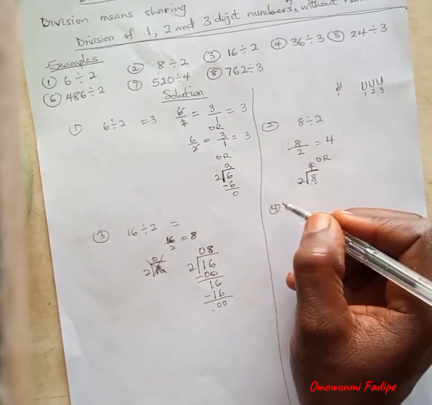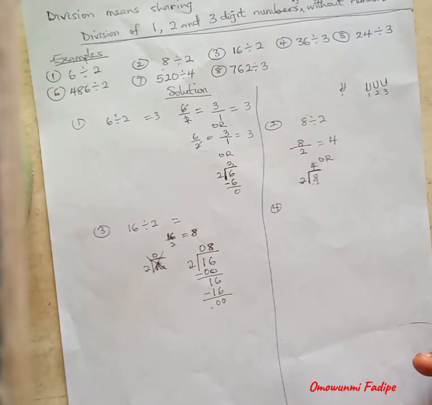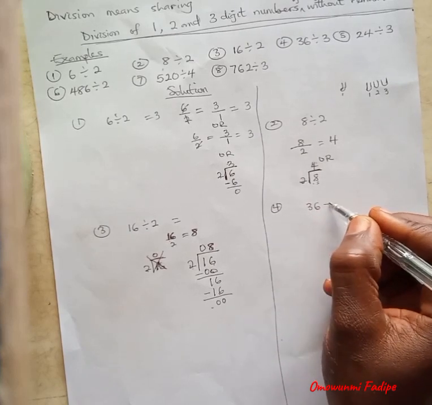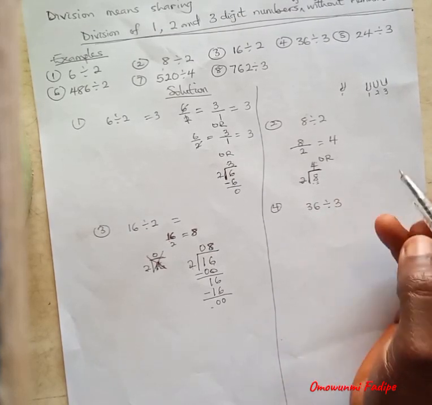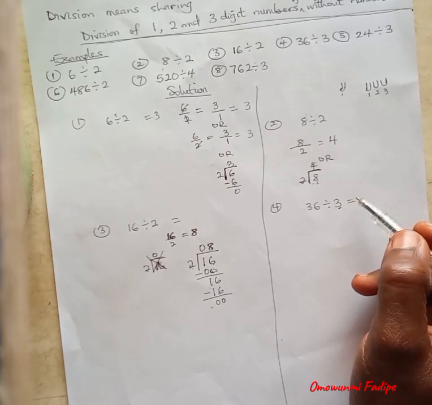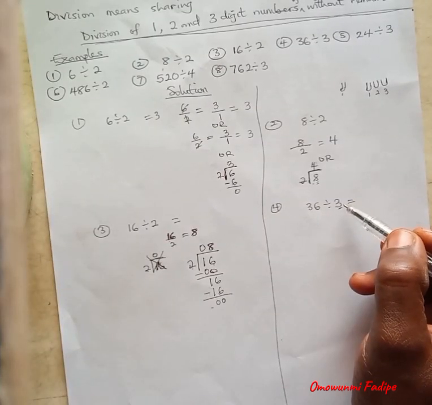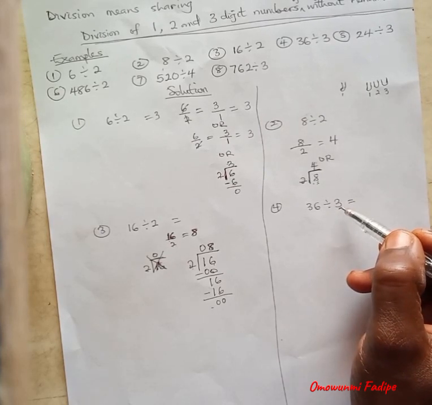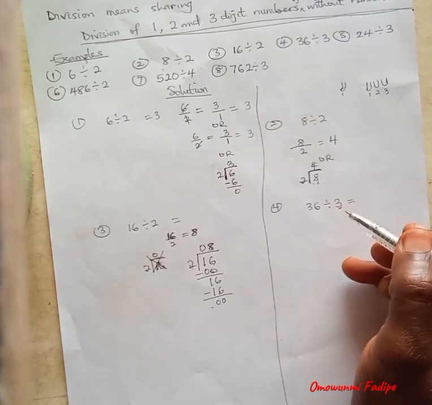Number 4. That's 36 divided by 3. So recite the multiplication table of 3. Don't forget, when you are dividing, the multiplication table of the number that you want to use to divide is what you need. So, the multiplication table of 3. Which number will I multiply by 3 that will give me 36?